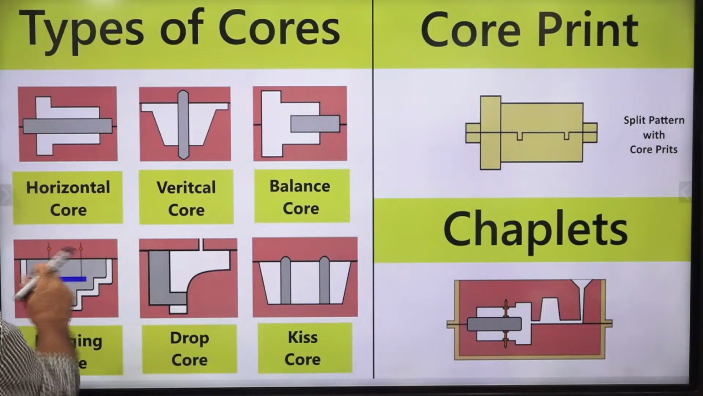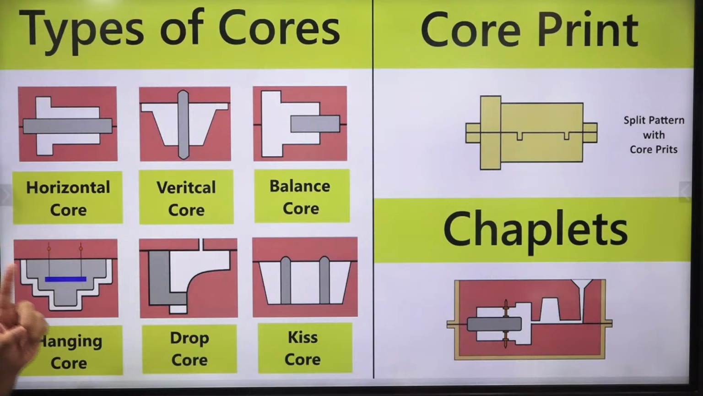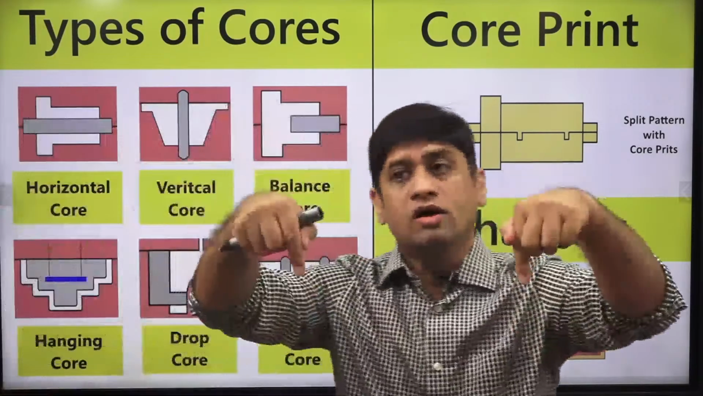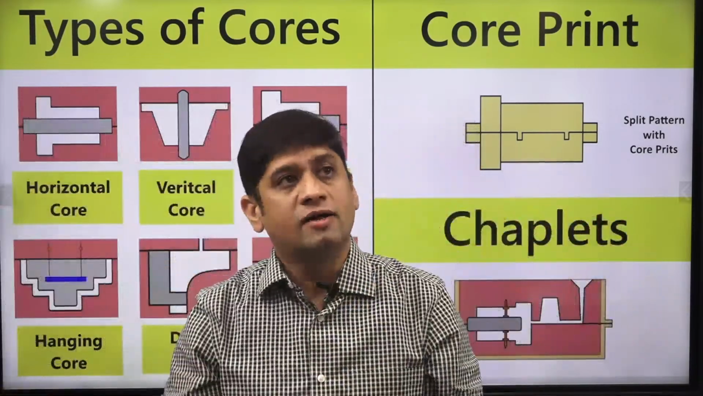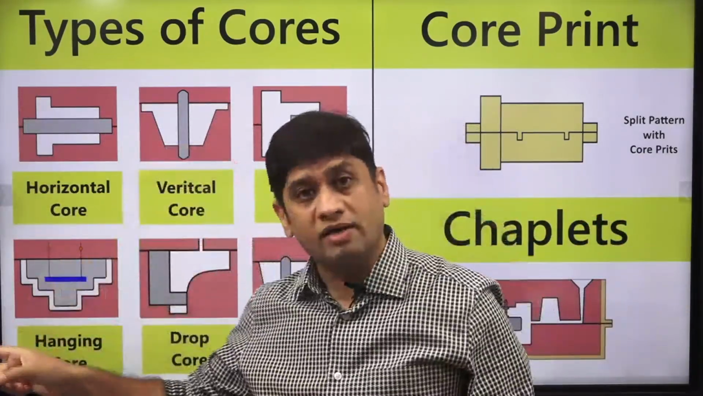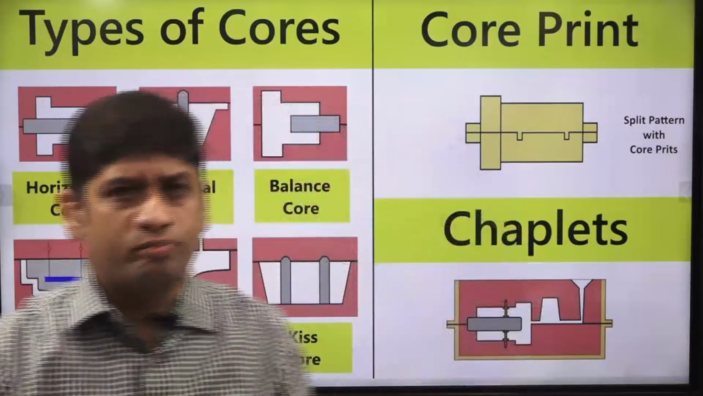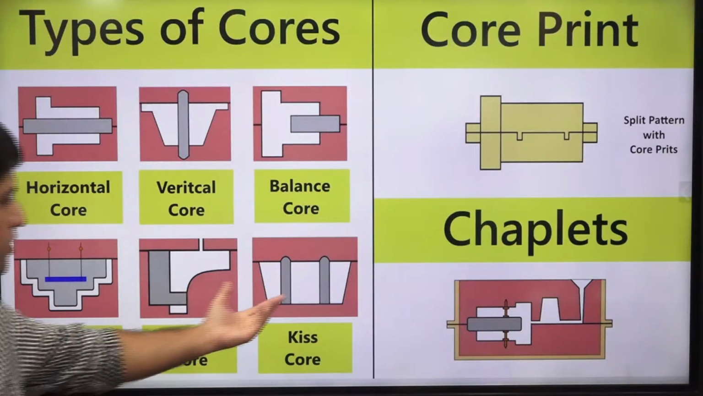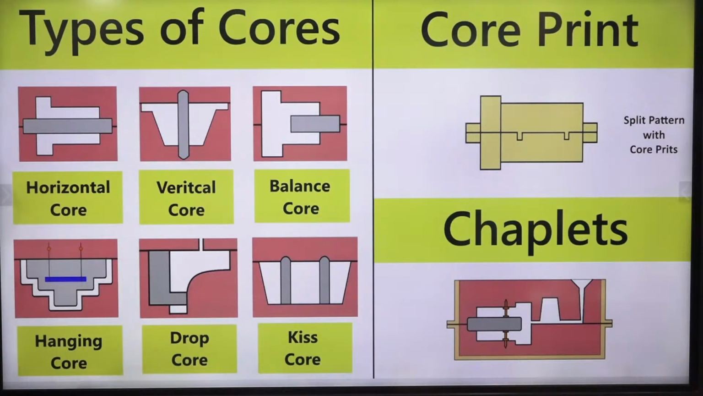You can see this hanging core, and in the hanging core these particular things which are holding the core are also chaplets. So you have to hold the hanging core. The hanging part provided in the molten metal is basically also the chaplet. It is kept to hang the core when you require a hollow section right in the middle. And then there's a drop core, and then there's a kiss core. I don't know why this name, but this is a kiss core. So: drop core, hanging core, kiss core, vertical, horizontal, balance core. These are the types of cores which you should know.